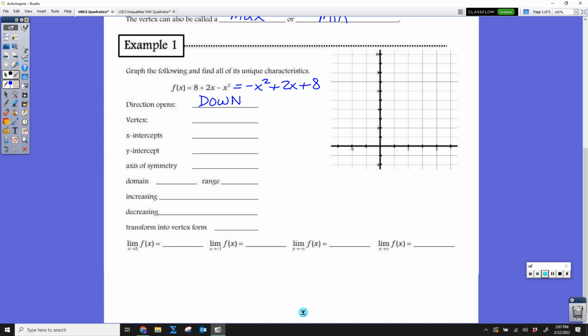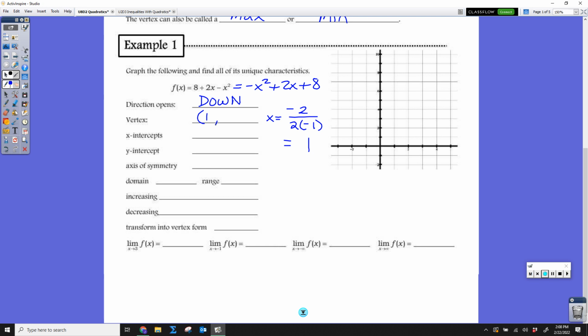Okay, vertex. This goes back to what we were talking about earlier. Remember, you have the x coordinate and the y coordinate. So the x coordinate of our vertex is negative b over 2a. So what's the b value? 2, right? The number in front of x. So negative b, so negative 2. Right? Negative b, so negative 2 over 2 times what? Negative 1. So if we did all that, what would we get? 1. So the x coordinate of our vertex is 1.